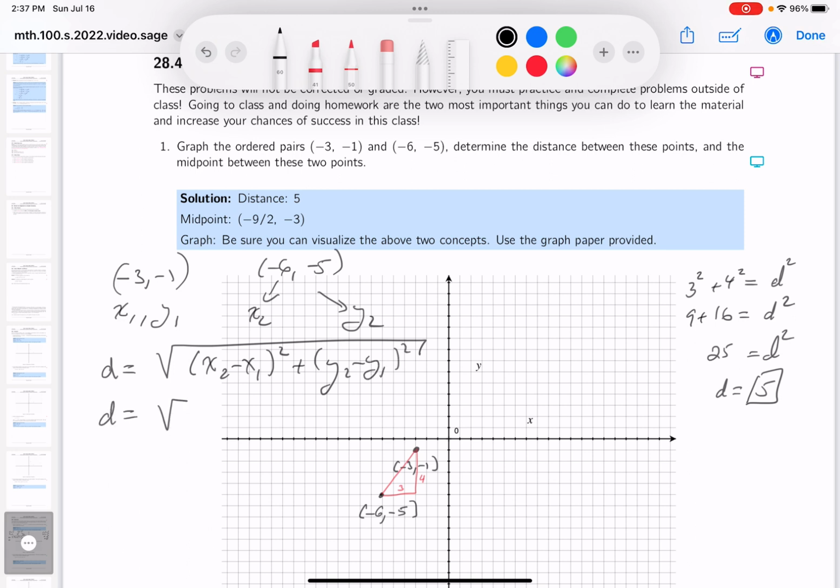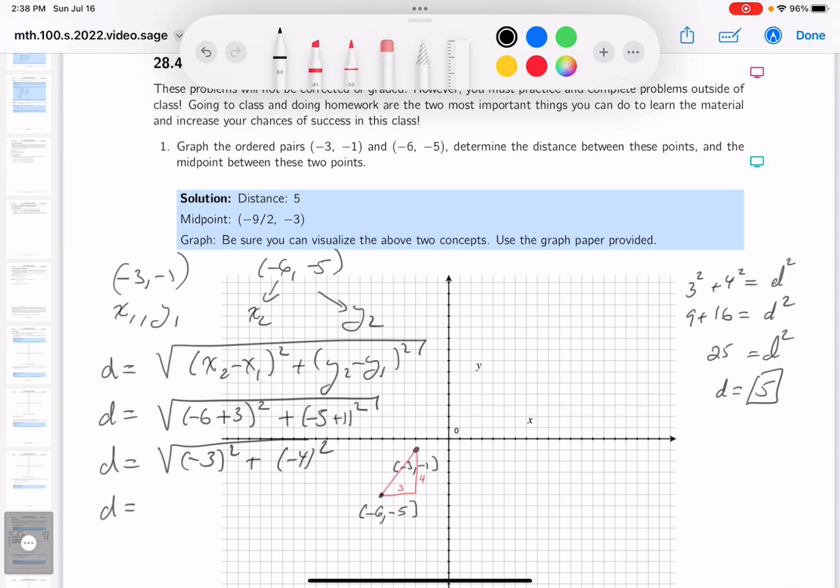D equals, and what do you get there? What's x2? It's minus 6. Minus, what's x1? Minus 3. So it's going to be minus 3 plus 3, and then we're going to square that. Plus, gee, what's y2? It's minus 5. And what's y1? It's minus 1. So minus 1 is plus 1. The same numbers are going to be popping up here. What I mean by that, we're going to see the 3 and the 4. Minus 6 plus 3 is minus 3 squared. Minus 5 plus 1 is going to be minus 4 squared.